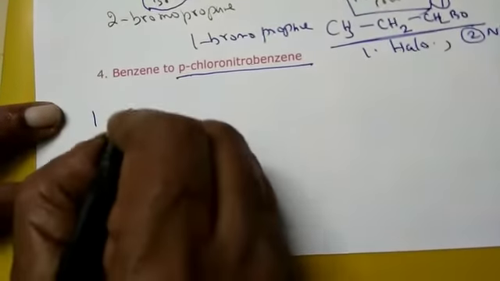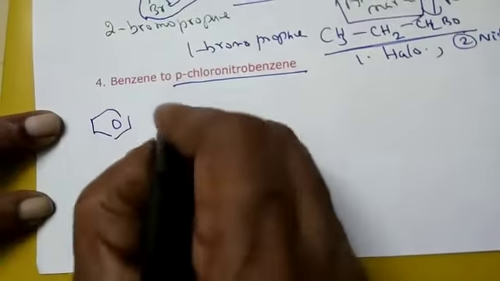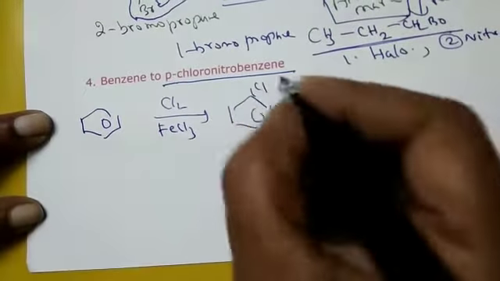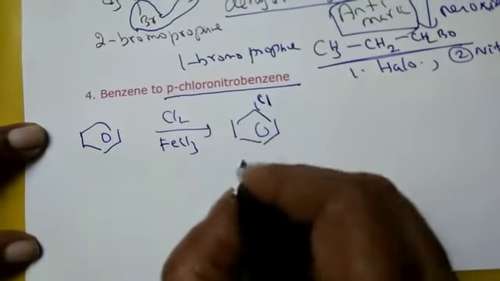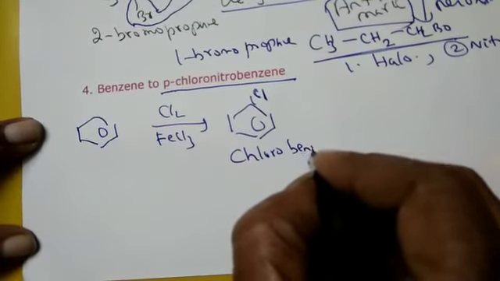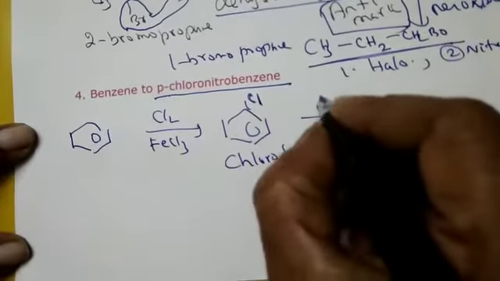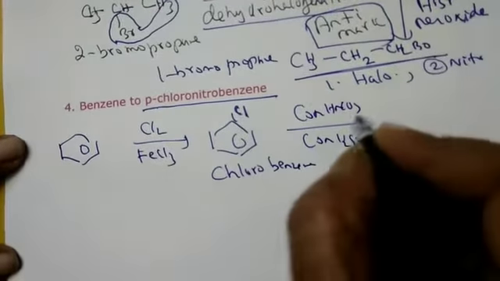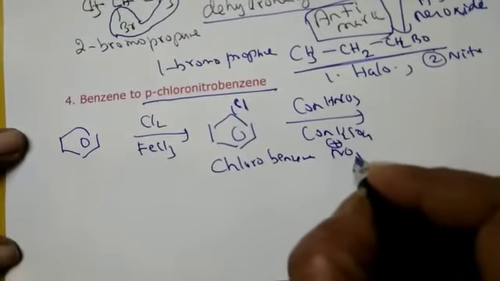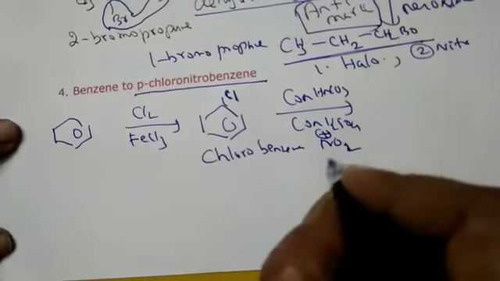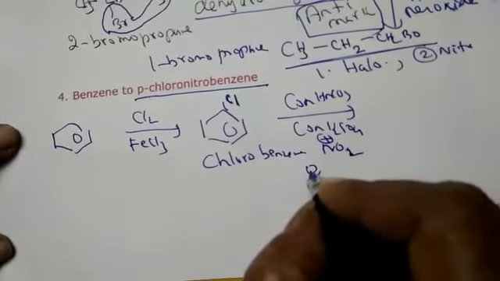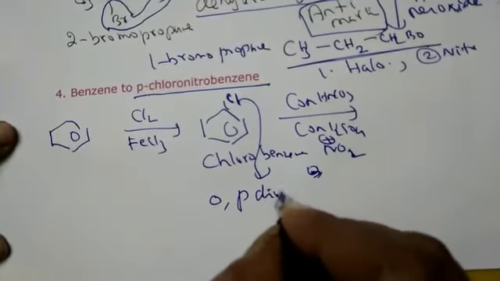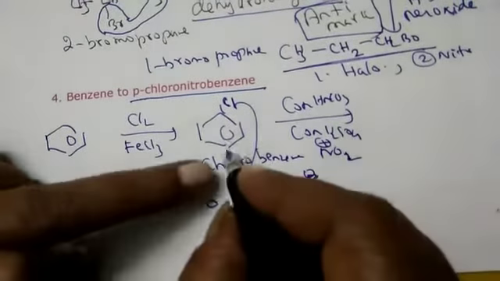Let us write benzene now. Go for halogenation: chlorine in presence of ferric chloride. This is an electrophilic substitution reaction. We can call it chlorobenzene. Next, it follows nitration: nitric acid and concentrated sulfuric acid. This is nitration, NO2 plus is the electrophile. This chlorine is ortho and para directing, so the NO2 occupies the para position.